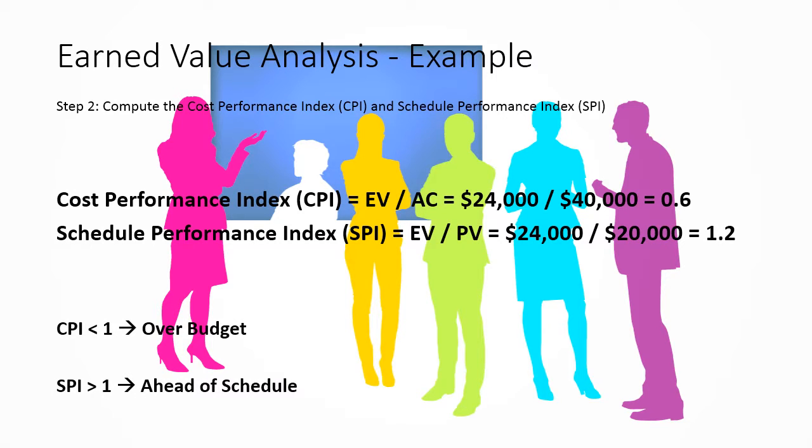Since the cost performance index is less than 1, this means the project is over budget. For every dollar spent, we are getting 60 cents worth of performance. Since the schedule performance index is more than 1, the project is ahead of schedule. However, this has come at the cost of going over budget. If work continues at this rate, the project will be delivered ahead of schedule and over budget. Therefore, corrective action should be taken.